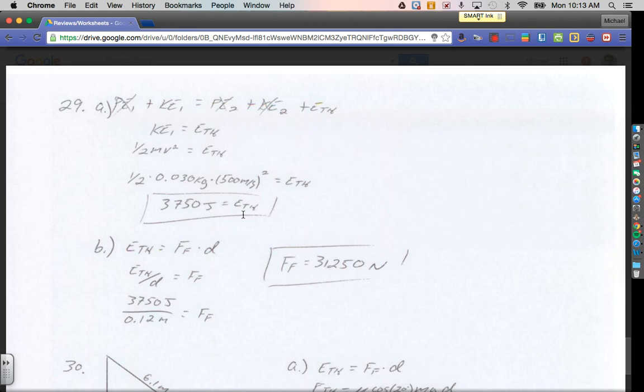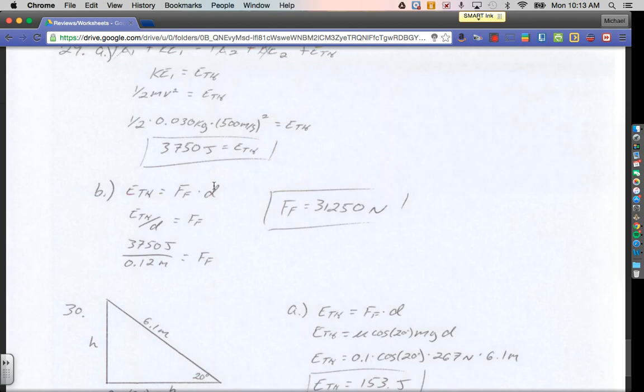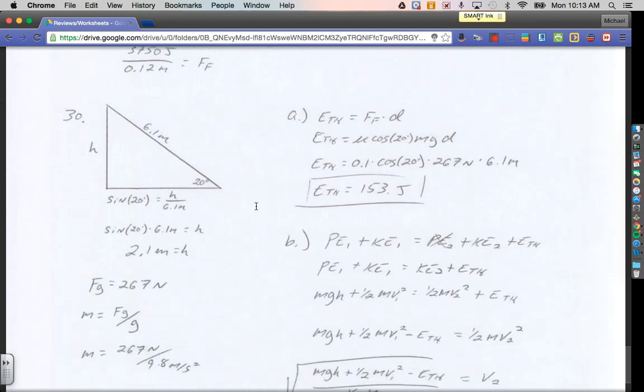What is the magnitude or size of the average force that is exerted from the wall? Well, thermal energy is equal to the force of friction, or the force the wall exerts on the bullet, times the distance that the bullet went into the wall. Well, we just solved for how much thermal energy there is, and we just have to divide by the distance the bullet went into the wall. So that would give us 3,750 joules divided by the 0.12 meters, because we had to convert centimeters to meters, and that gives us a total force that the wall had to exert on the bullet of 31,250 newtons. So that's the average force that it exerted over the 12 centimeters that the bullet went into the wall. That leads us to the very last problem, number 30.